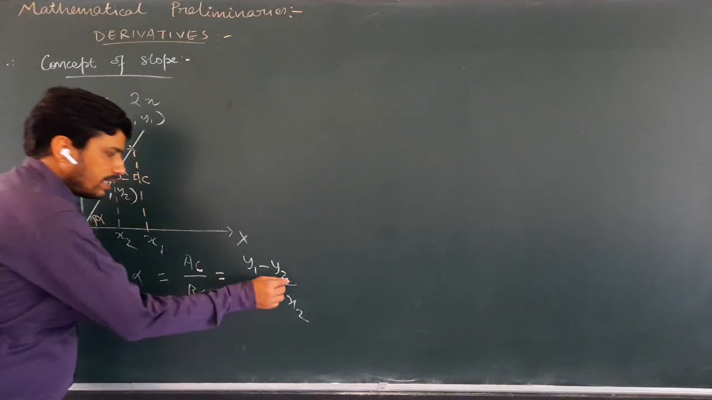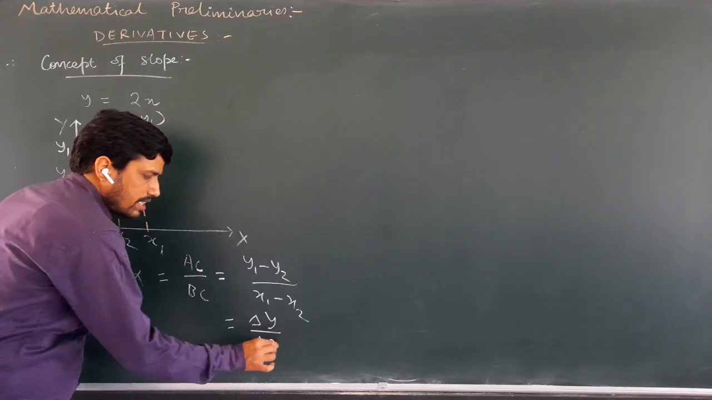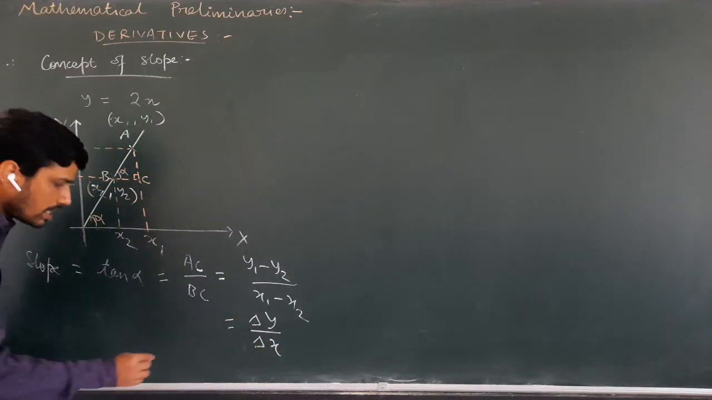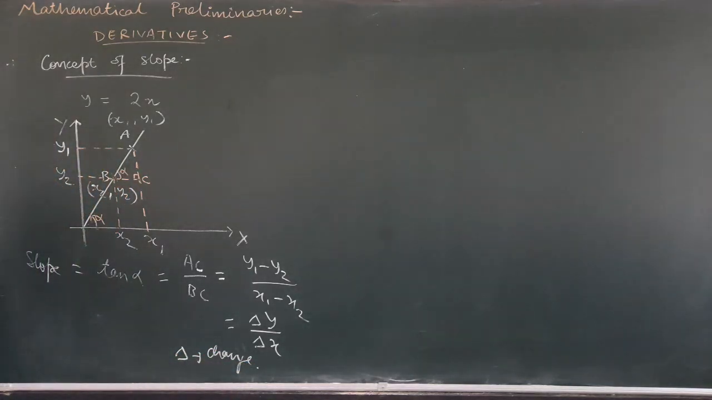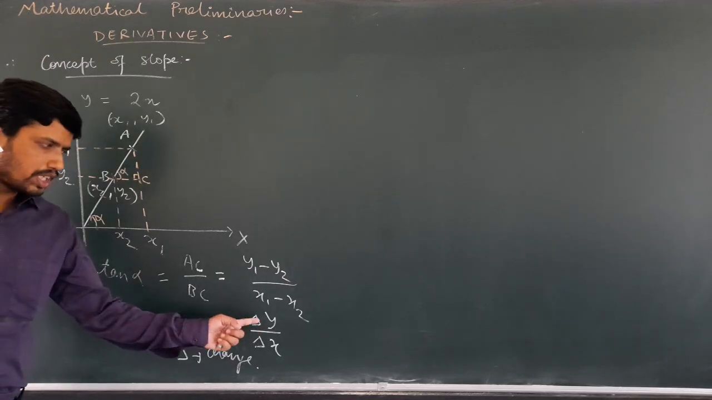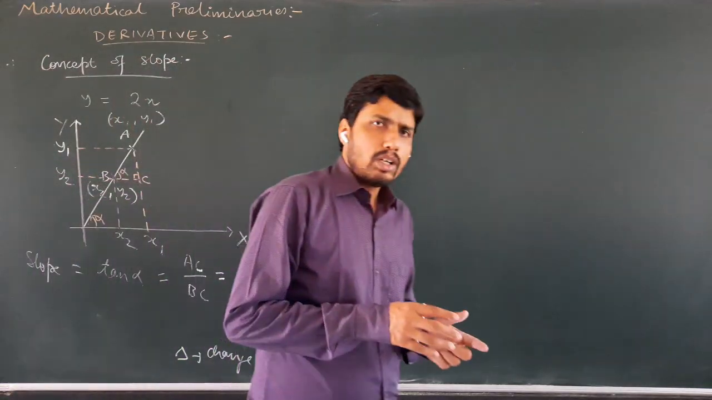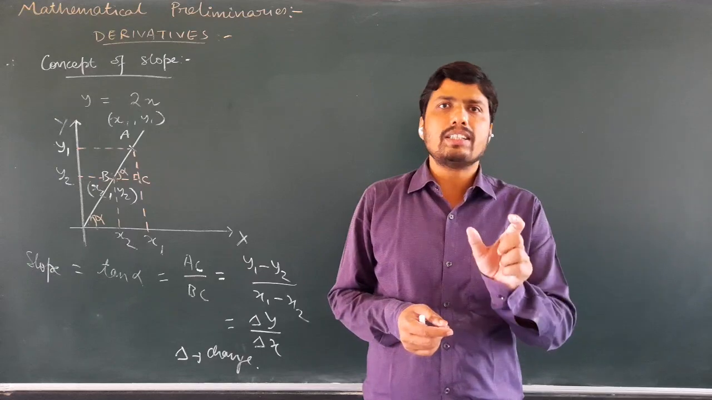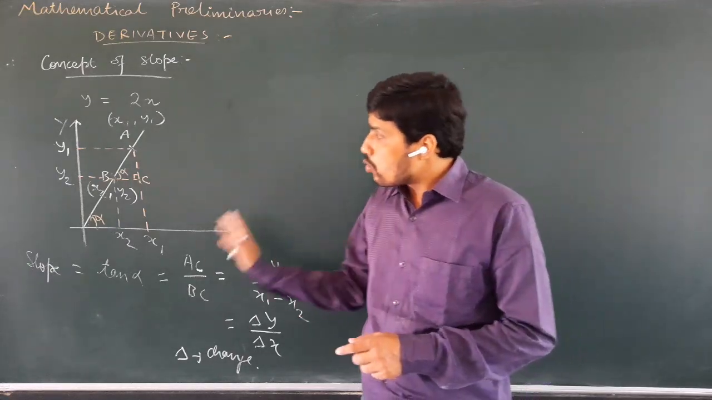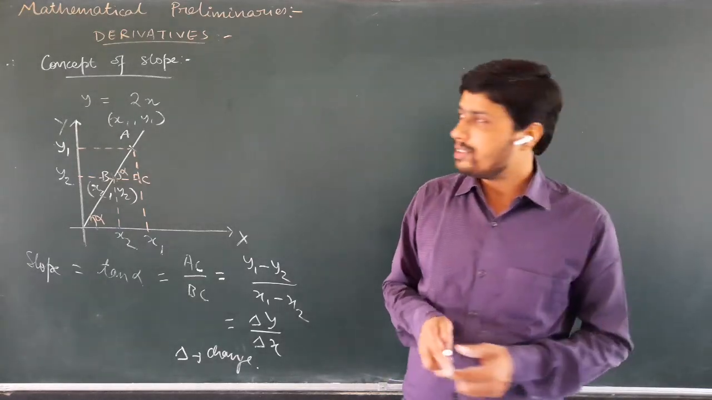What is y1 minus y2? We say it is nothing but change in y. What is x1 minus x2? It is change in x. Here I have used this symbol delta. So delta means change. So this is the concept of slope. Slope is equal to tan of alpha, that we find is equal to ratio of change in y by change in x. If x changes by some amount, y will also change by some amount. So the ratio of delta y and delta x, the changes in y and x, that we call as slope for a straight line.